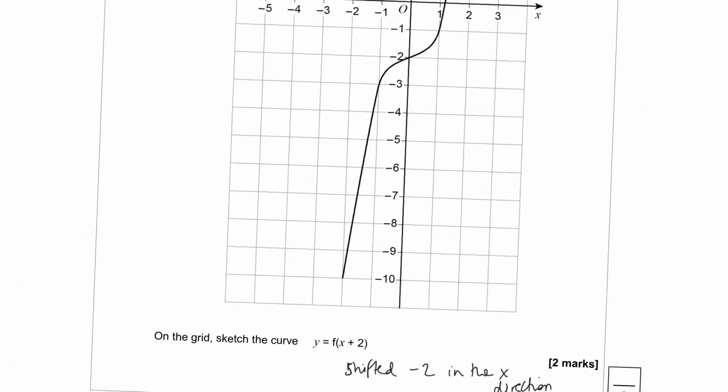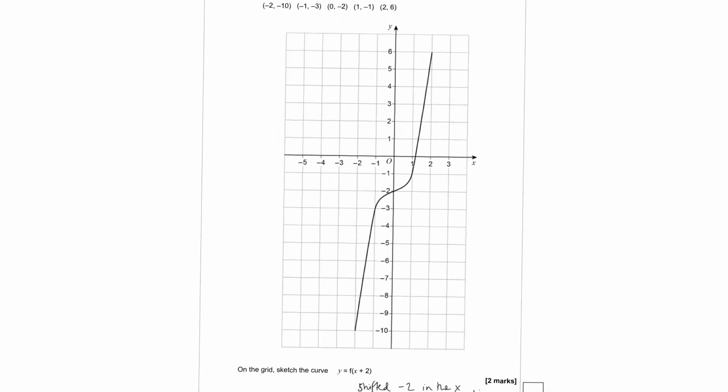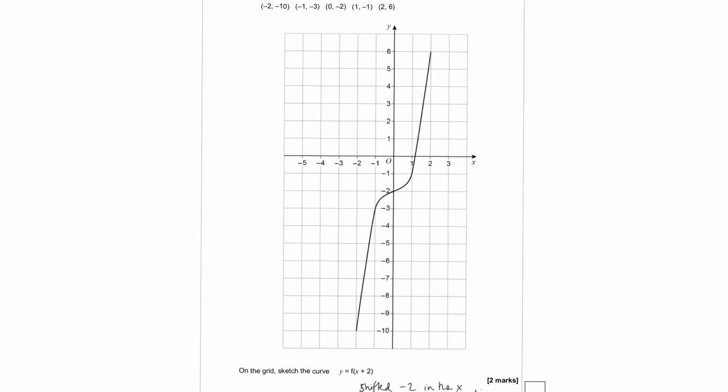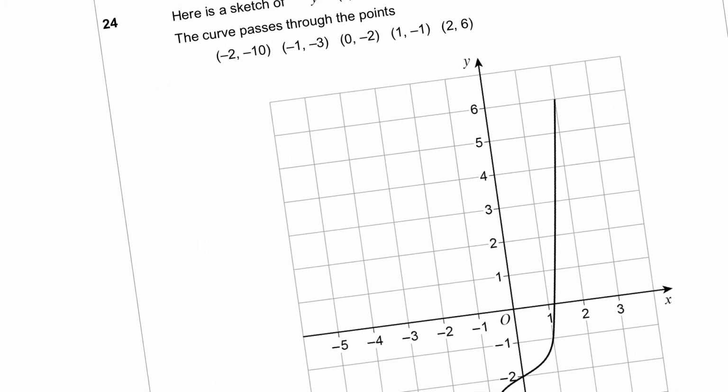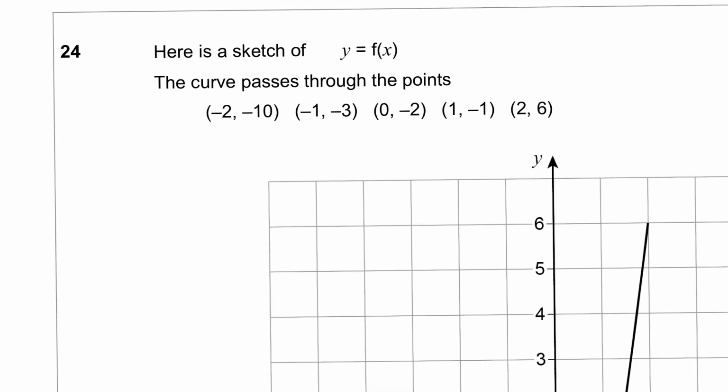So if I zoom out to actually see the graph, what we're going to do is use the points that they've given us to help us work this out. So if we have a look at the first point, again, I'll zoom into the points. Because basically we're going to take away 2 from all the x values, so this one would change to minus 4, minus 10, minus 3, minus 3. So all the y's are not going to change. So minus 2, minus 2. This one would be minus 1, and then 0, 6.